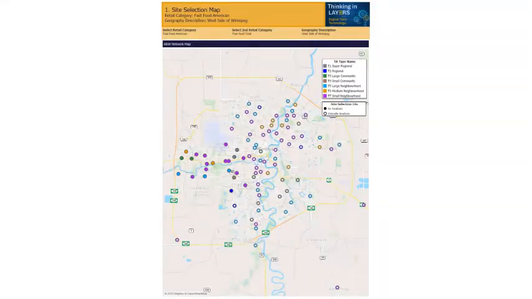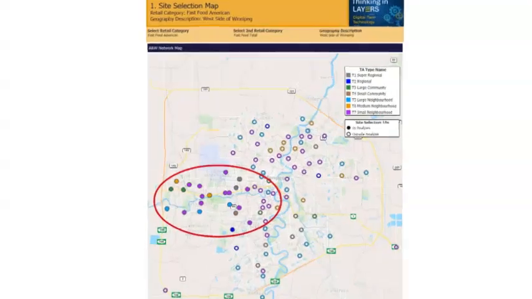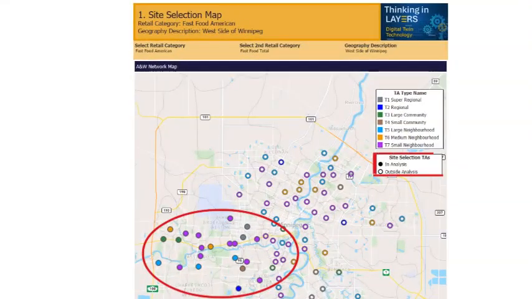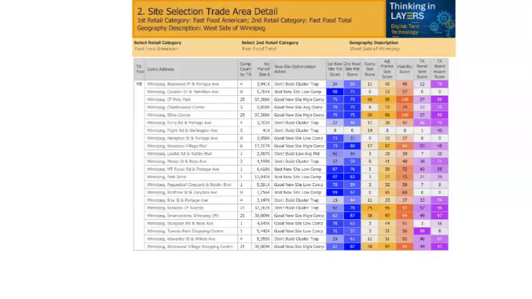Figure 1 is a map of the trade areas under analysis, the west side of Winnipeg, Manitoba in this example. Trade areas under analysis are designated by solid circles and hollow circles for trade areas outside. Colors correspond to the type of trade area ranging from the largest superregional to the smallest neighborhood. Figure 2 provides the site-specific metrics of each individual trade area.